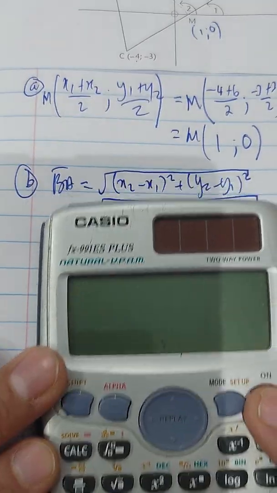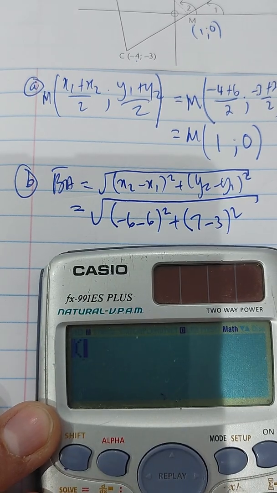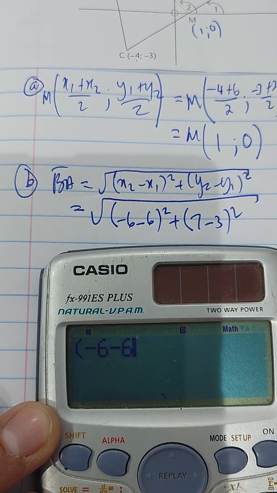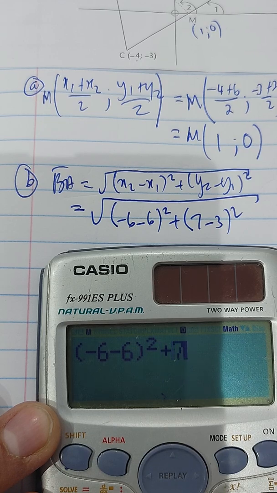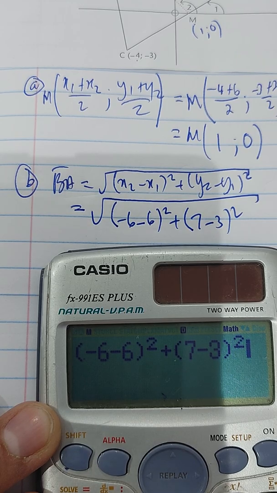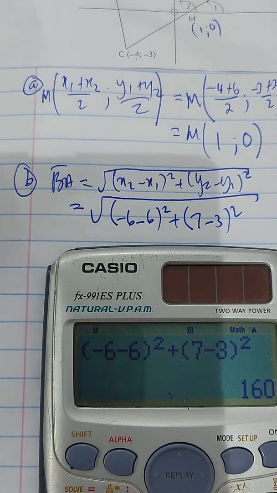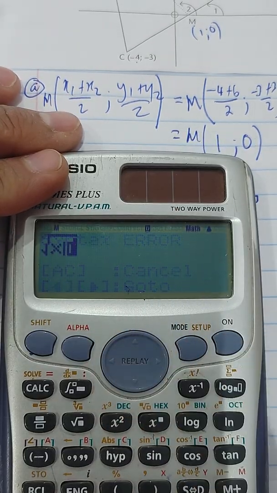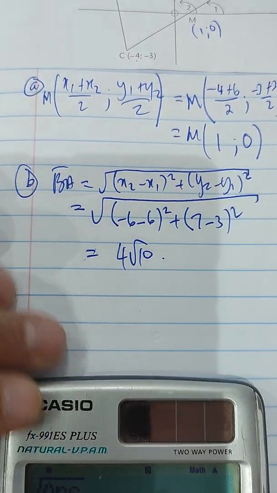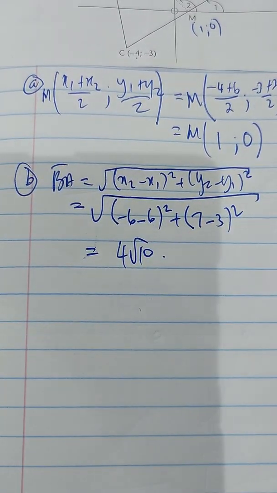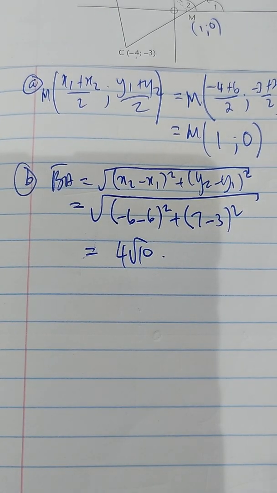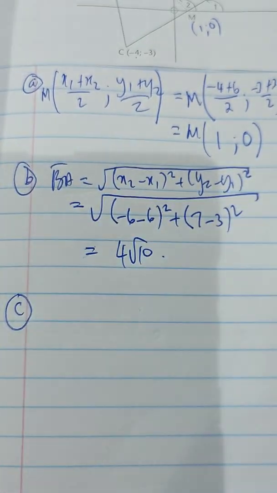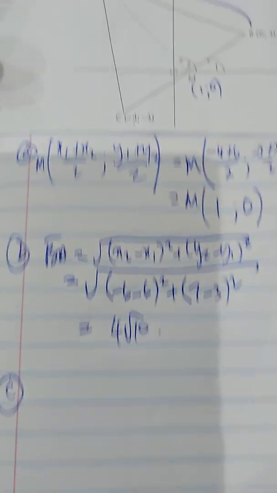It's simply going to give us the square root of (-6 minus 6) squared plus (7 minus 3) squared, which gives us the square root of 160. It's going to give you 4 root 10. So 4 root 10. I'll put 4 root 10 here.